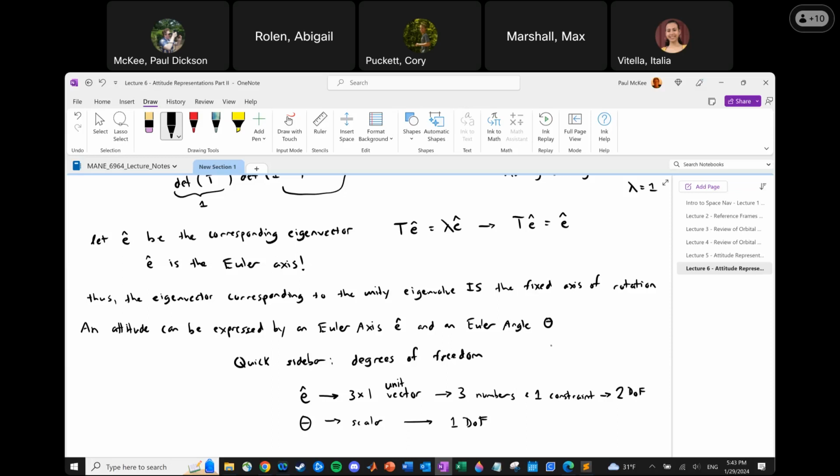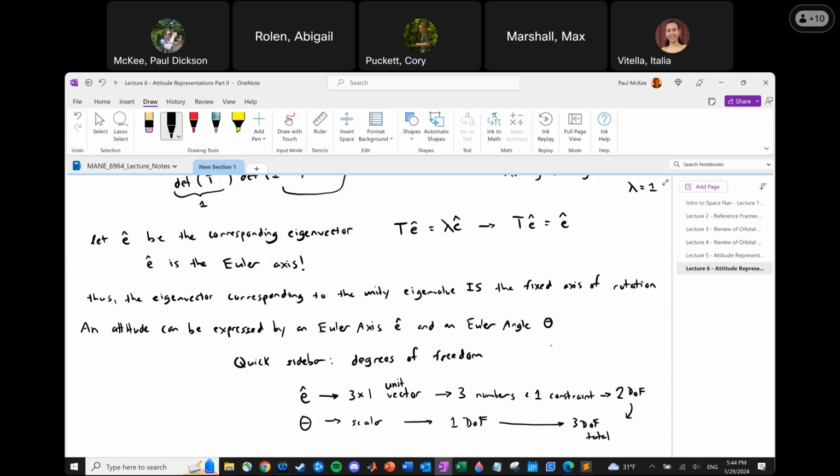So a 3x1 vector has 3 degrees of freedom, absolutely right. A 3x1 unit vector has 2 degrees of freedom. You can think of it as there are 3 numbers, but they all have to satisfy the unity norm constraint, right? So x squared plus y squared plus z squared equals 1. And so 2 degrees of freedom here, 1 degree of freedom here. That means that we are in good shape. 3 degrees of freedom total.